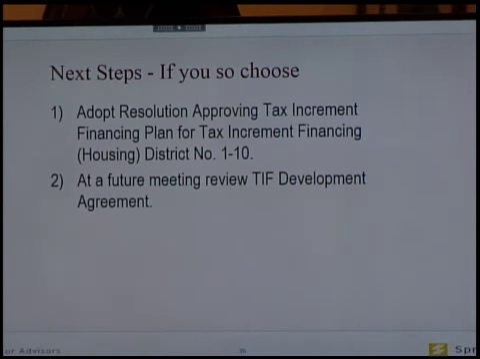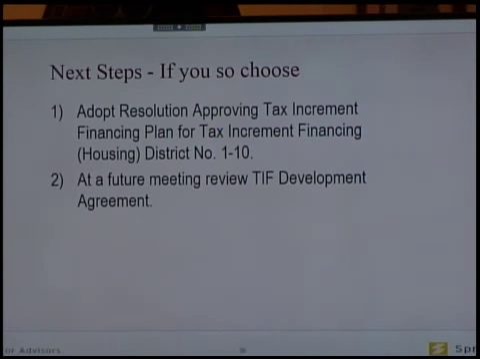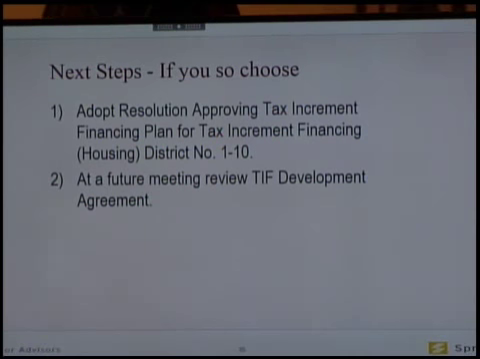And simply, the next steps here today are to adopt the resolution approving the TIF plan for Housing TIF District number 1-10, and then again at a future meeting to review the development agreement, which includes the points on the previous page. I'm happy to take questions.